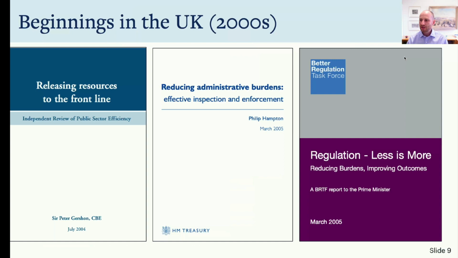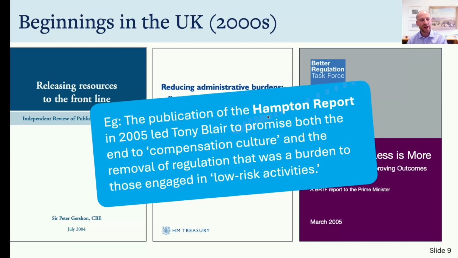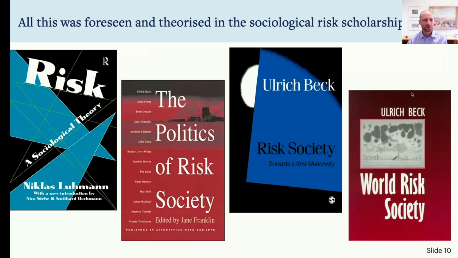The same thing was happening in the UK, where Sir Peter Gershon wrote a report in 2004, Philip Hampton in 2005, and the Better Regulation Task Force in 2005 too. The publication of the Hampton report, the middle one there, led Tony Blair to promise both an end to compensation culture, to remove the liability of government and stop government having to compensate people for whom it had been responsible and failed to implement regulations. And also, Blair promised the removal of regulation that was seen as a burden to those engaged in low-risk activities.